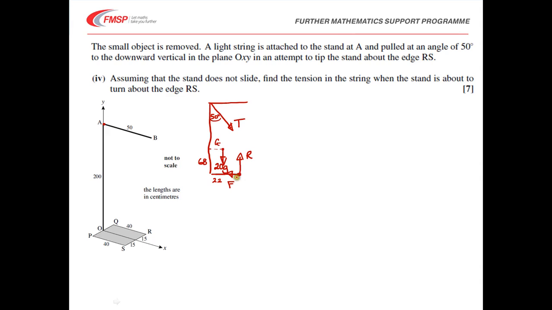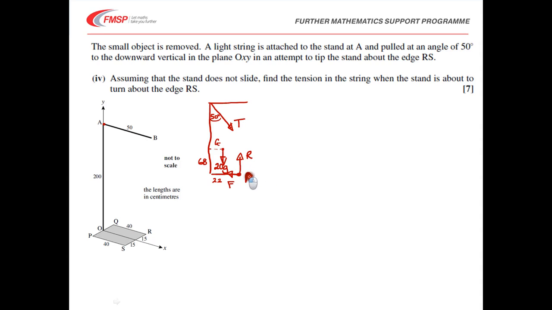So that's a good reason then to take moments about this point here, that meaning then that we can ignore the frictional force and the normal reaction because they both act through this pivot point. I'm going to call that point P for point.